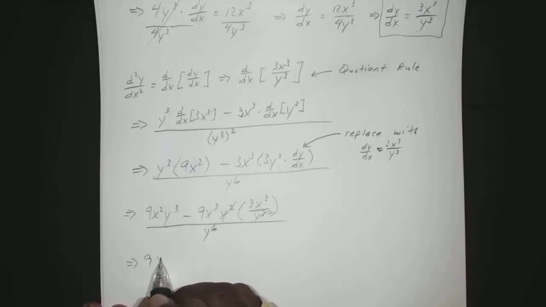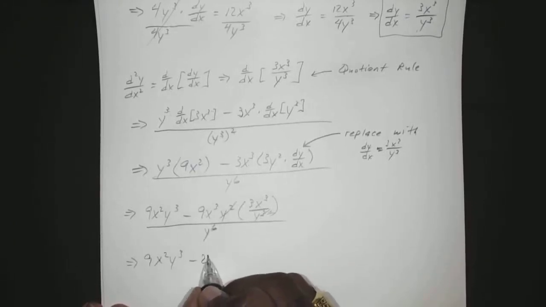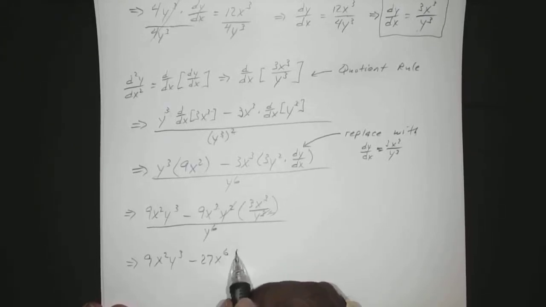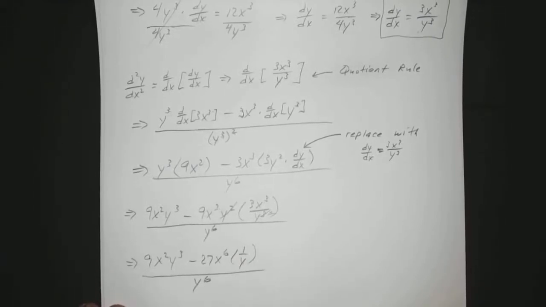9x squared y to the third minus 27 x to the sixth times 1 over y, since we're still left with a y there, all over y to the sixth.